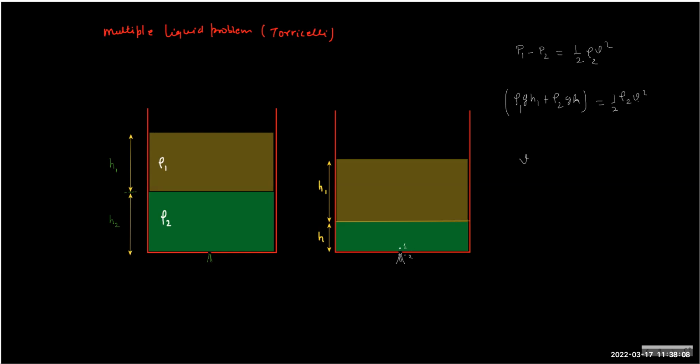So you can see that v turns out to be root of 2g h plus rho 1 h1 by rho 2, into g. Yeah. Yes.